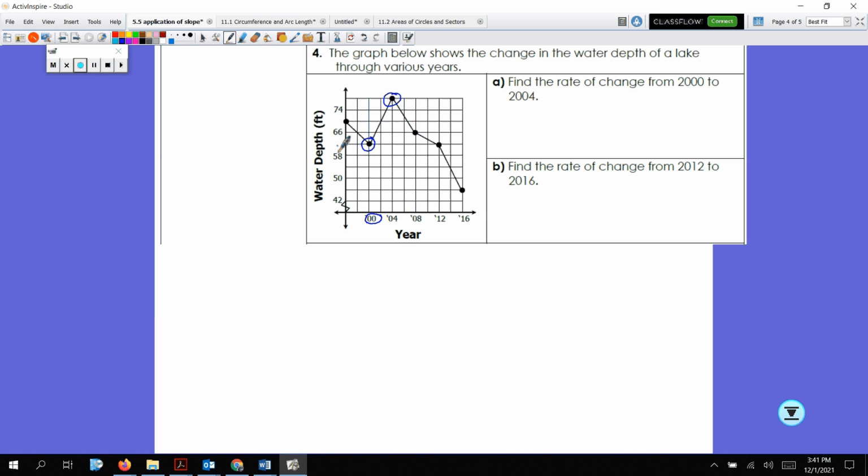Again, we're going to have to figure out what our y value is here. So first off, we need to subtract. What's the difference between 58 and 66? 8, right? Well, half of 8 is 4, so if I add 4 here, this is 62. We just want to find that middle. All right, so my first ordered pair is (2000, 62), and my second ordered pair is (2004, 78), since we add 4 here.